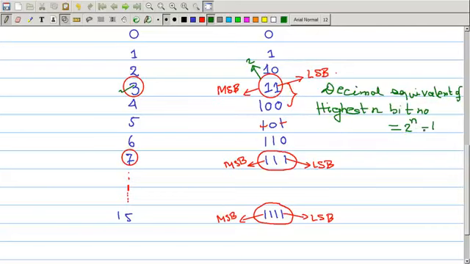2 cube is 8, 8 minus 1 is 7, you get it over there. And the highest 4-bit number, that is 2 to the power 4. 2 to the power 4 is 16, minus 1, you get 15 over here. So I think that by this way you can easily find out the decimal equivalent of the highest n-bit number. The general formula is 2 to the power n minus 1.